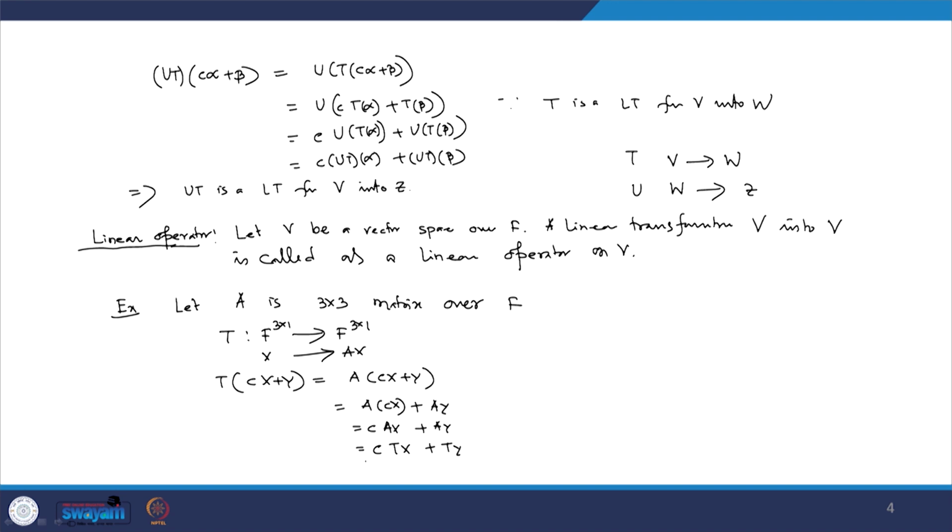If I consider A as a 0 matrix, then I will also have another example of a linear operator from F 3 cross 1 to F 3 cross 1, which maps any element to the 0 element of F 3 cross 1, please.